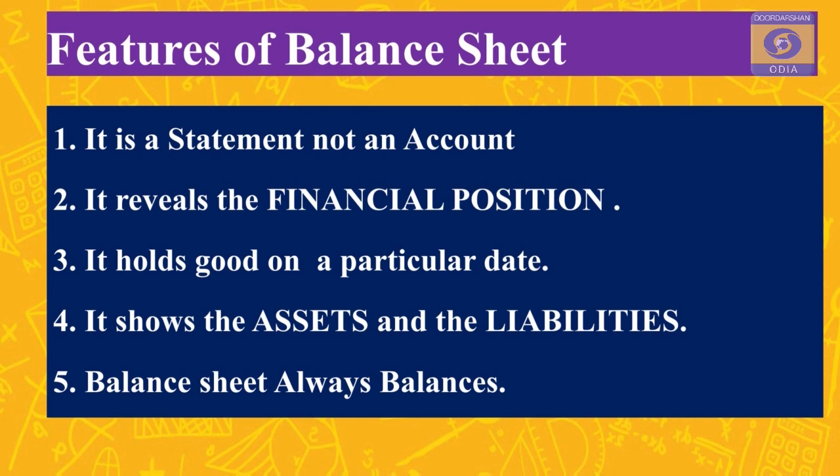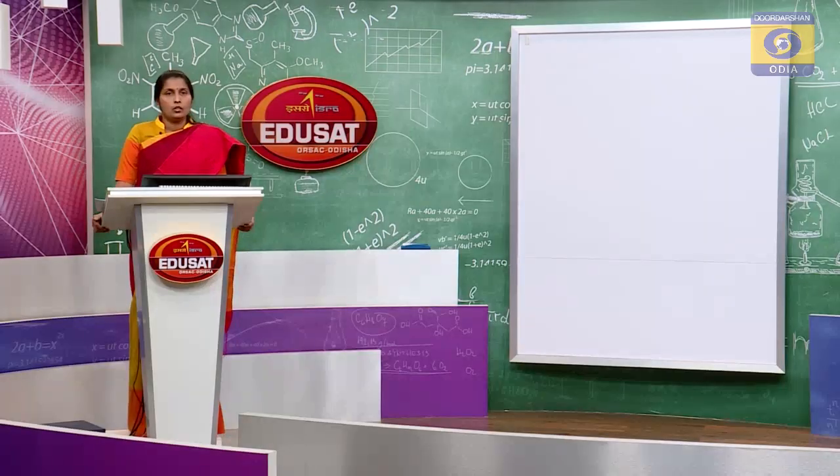Next, it shows the assets and the liabilities. That means what are the assets of a business? We'll take a look at what are the types, what is the nature of the asset and the amount of the assets, and the nature and the amount of liabilities. And fifth one is balance sheet always balances. That means the asset side must always be equal to the liability side. So that is why it is said that the balance sheet always balances.